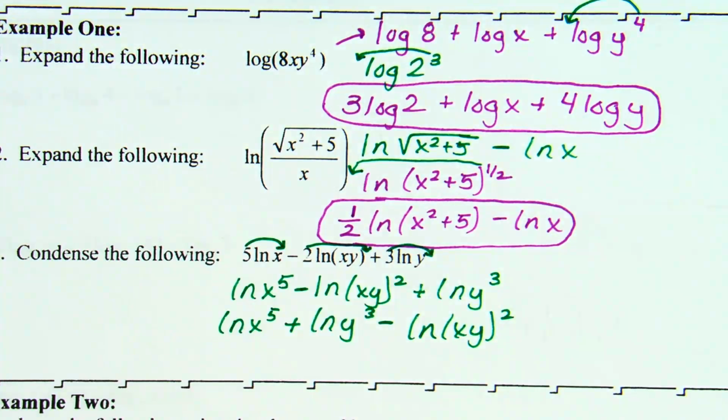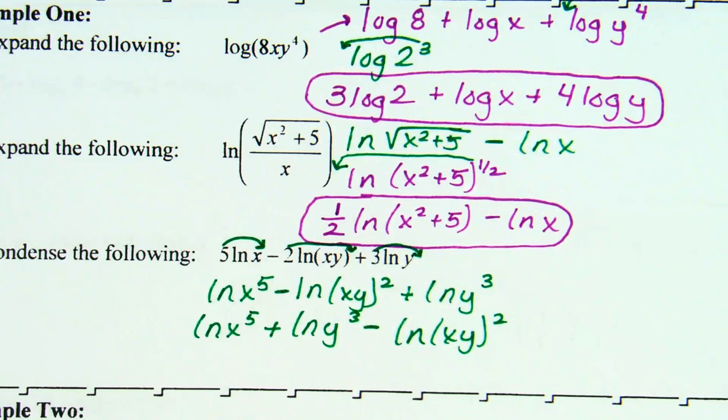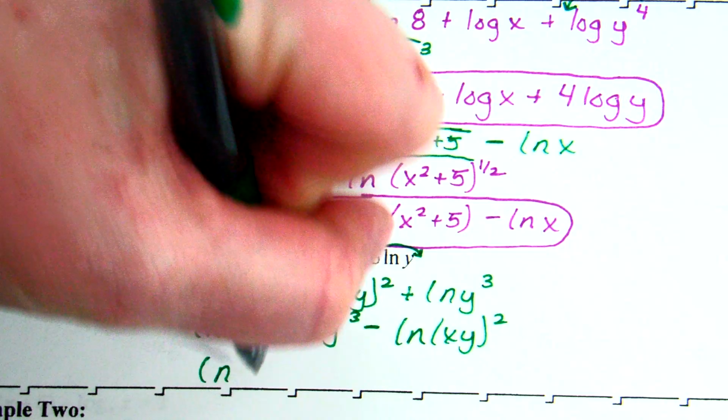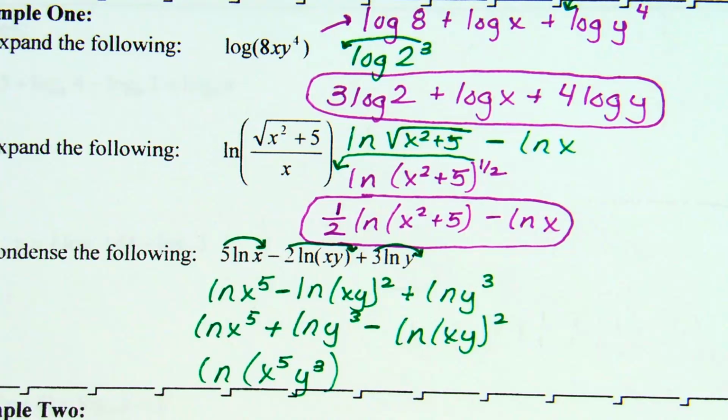And again, you can go multiple different ways with this, and we can all arrive at the same step, just going their different directions. What do you see happening with the first 2 logs now? The way I have it written, the first 2 logs are being added, so we can rewrite that as 1 log where the insides are multiplied. So I'm going to write this as natural log, and I'm going to put parentheses, of x to the 5th, y to the 3rd.